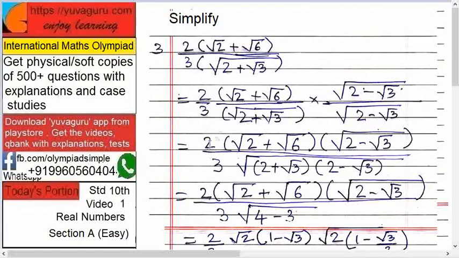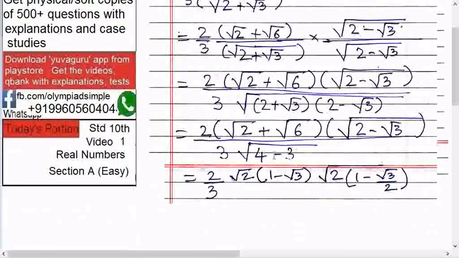So what it becomes? 2 upon 3 into root of 2 plus root 6 into this as it is, root of 2 minus root 3. Now in the denominator the whole root 2 plus root 3 into root 2 minus root 3, right? Now this is what? A plus b into a minus b. So in numerator as it is, in denominator it becomes 3 into root of 4 minus 3, right? Now 4 minus 3 is 1.